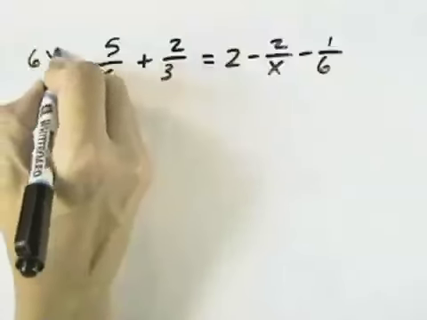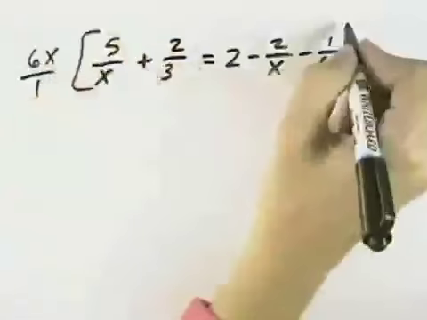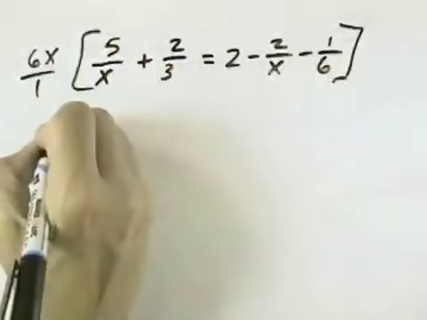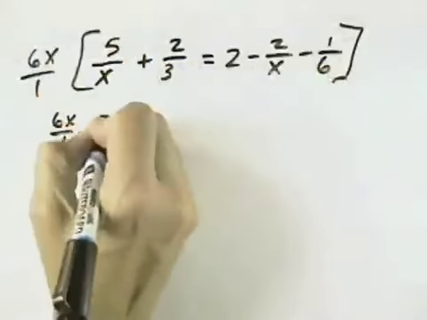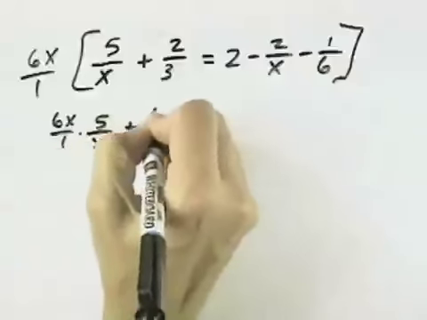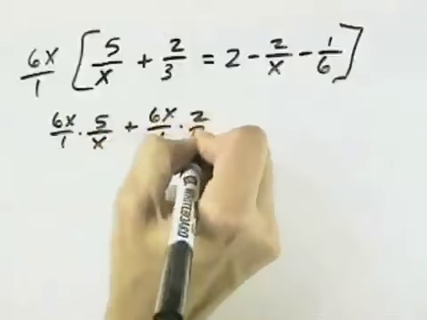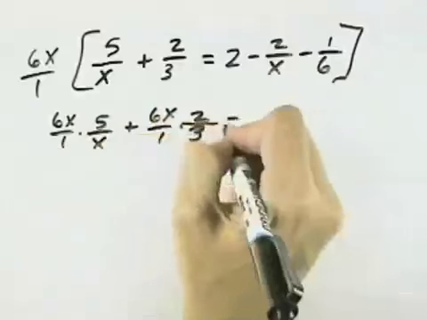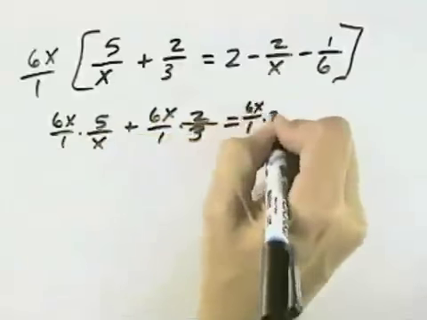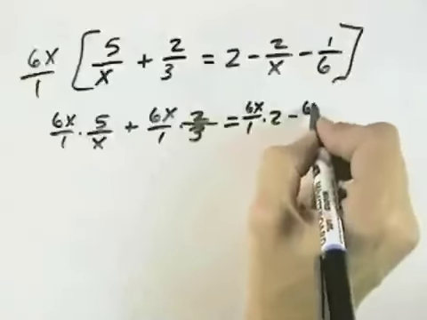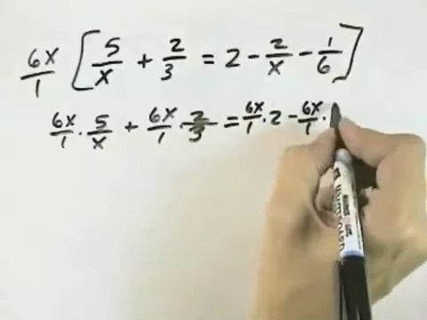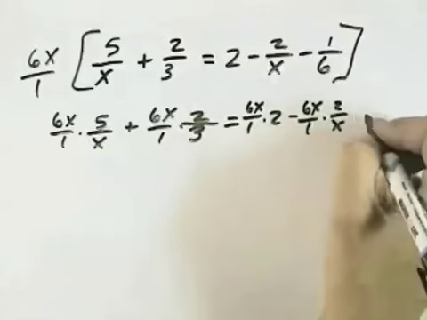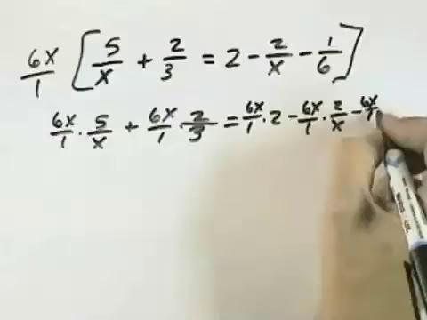So what we're going to do is multiply through our entire equation on both sides by 6x. So we'll have 6x over 1 times 5 over x plus 6x over 1 times 2/3 equals 6x over 1 times 2 minus 6x over 1 times 2 over x, and then minus 6x over 1 times 1/6.